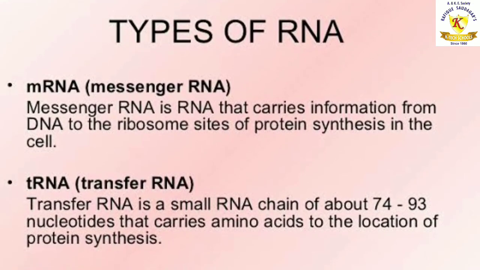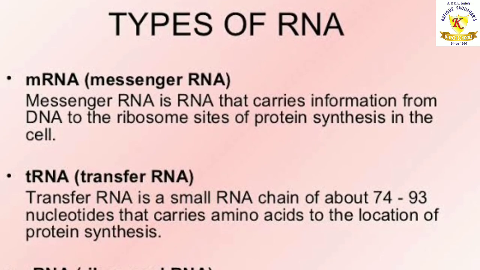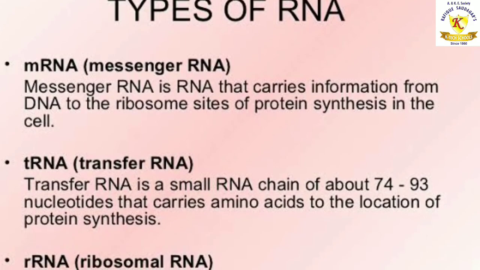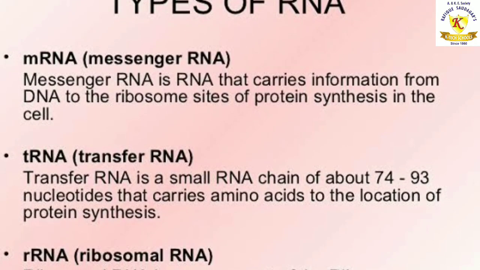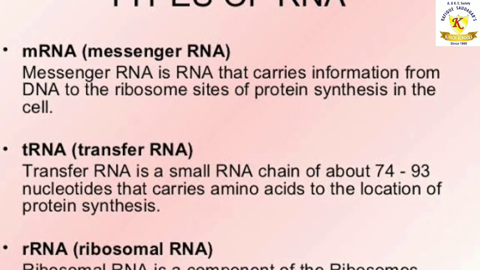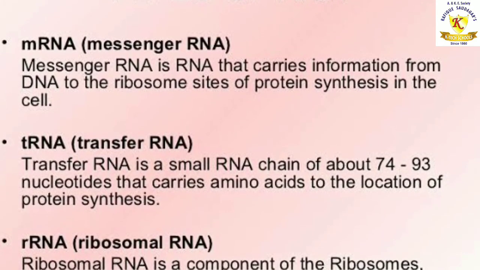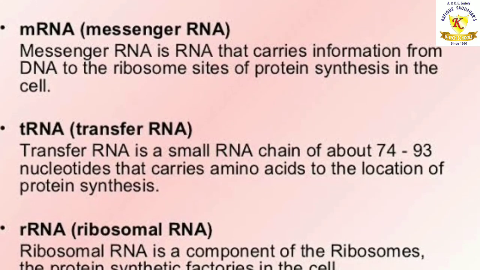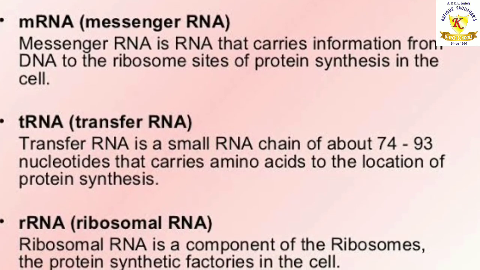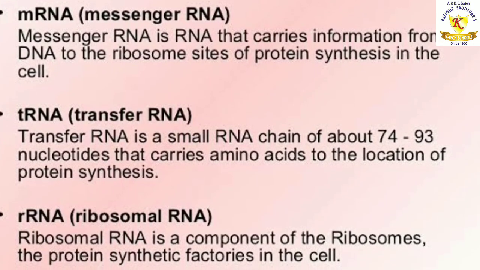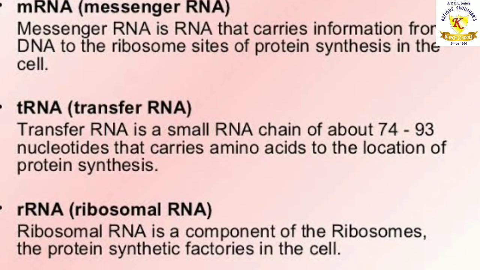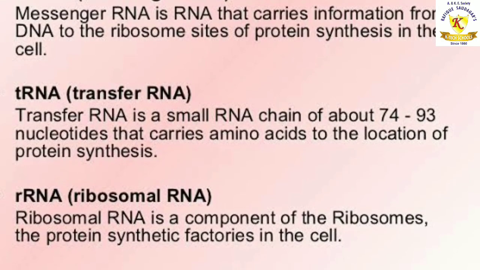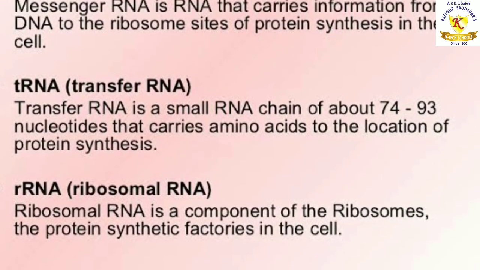Now mRNA, messenger RNA, is the RNA that carries information from DNA to the ribosome sites of protein synthesis in the cell. tRNA. tRNA or transfer RNA is a small RNA chain of about 74 to 93 nucleotides that carries amino acid to the location of protein synthesis. rRNA. It is a component of ribosome, the protein synthetic factories in the cell.